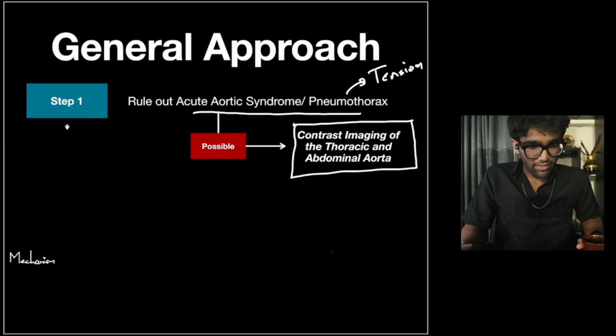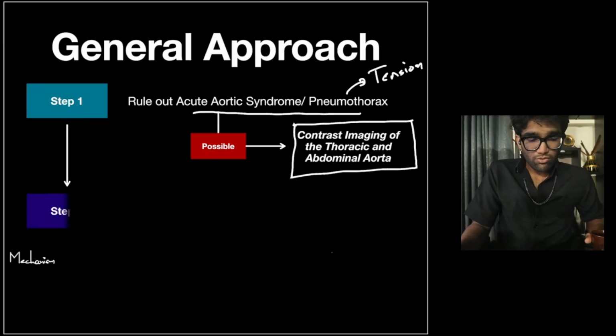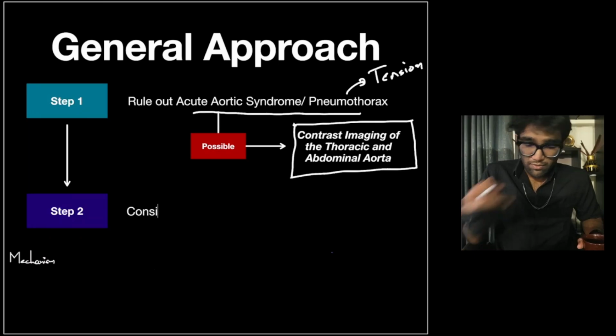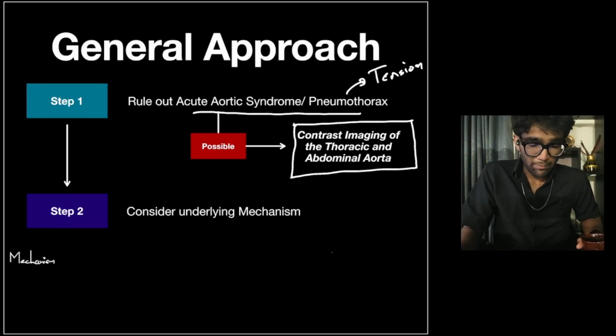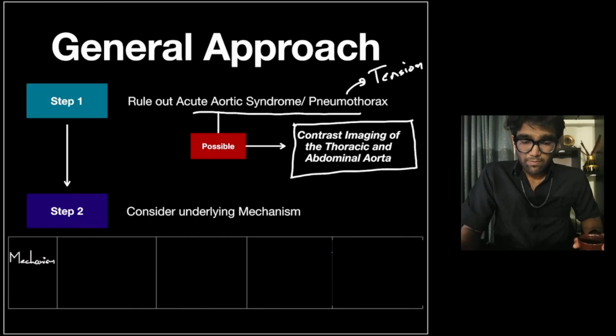After that, if it has been ruled out or if it is unlikely, then we go on to step 2. Step 2 is to consider the underlying mechanism of chest pain that might be there. There are 4 possible chest pain mechanisms.